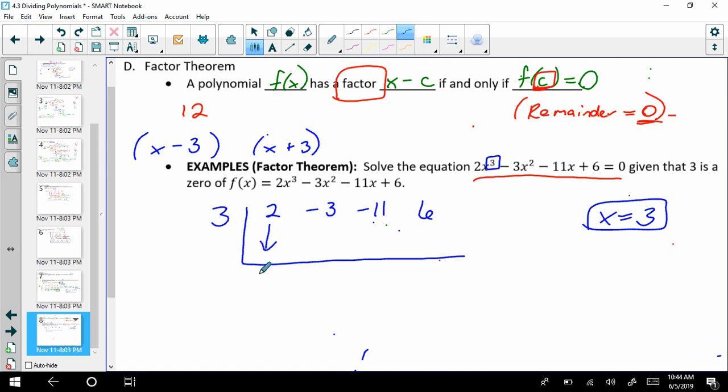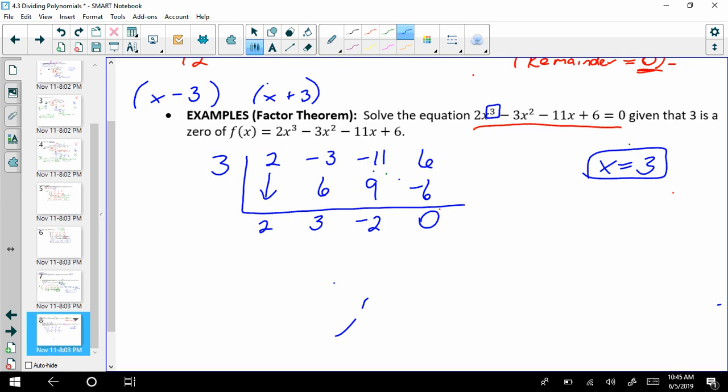Bring the first guy down, drop it like it's hot. 3 times 2 is 6. Add, multiply, add, multiply. Now notice what happened. The remainder came out to 0, which it very well should, because we said 3 was a 0. If you don't get 0 out, then you did something wrong.